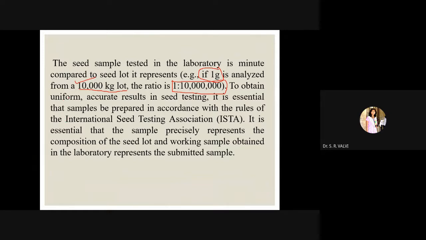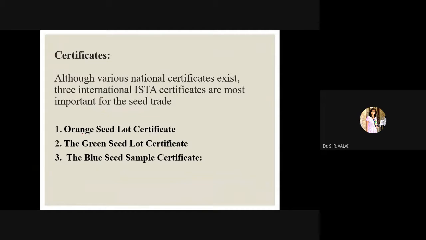Now, what is the main purpose of seed sampling? We have to obtain a uniform and accurate result of that particular seed testing, and for that purpose we are doing seed sampling. Now, who decided the rules of seed sampling? ISTA decided the rules of seed sampling. ISTA is the International Seed Testing Association. According to the rules of the International Seed Testing Association, you have to do the seed sampling.